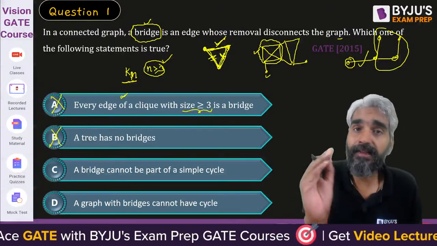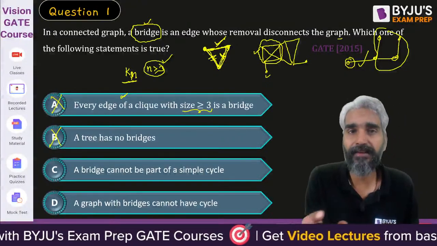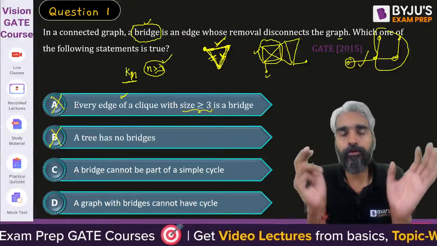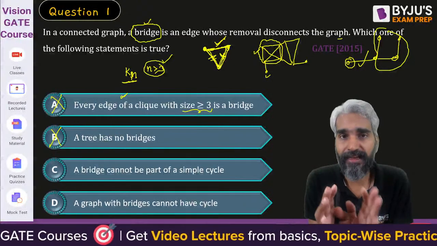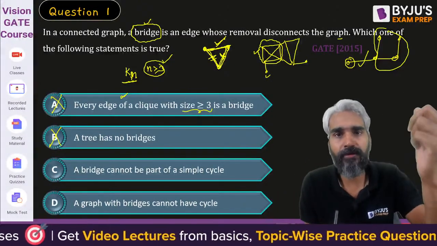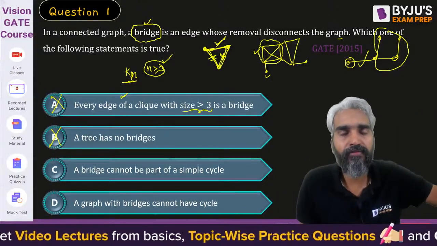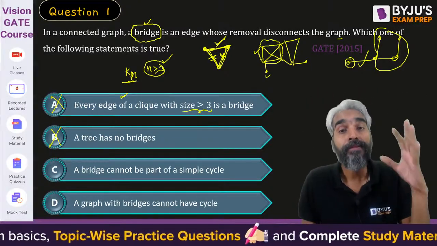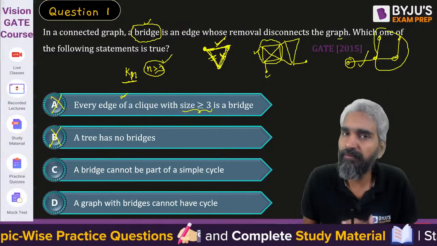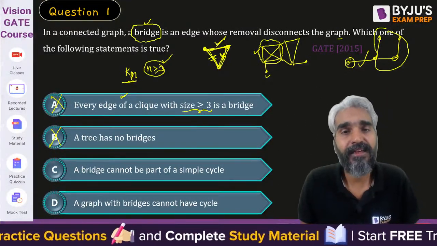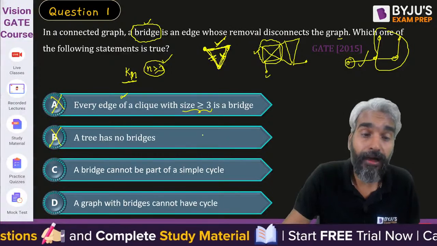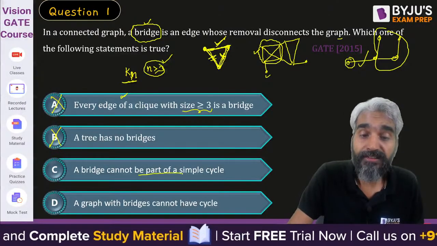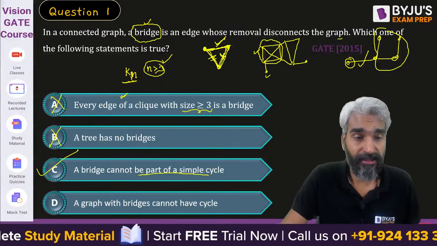So in a cycle, there will be two different paths between every pair of vertices. So even if you delete one edge, one path may be broken, but another path will still be available, and hence the graph will remain connected. So a bridge cannot be part of a simple cycle, obviously. So this is the correct statement.